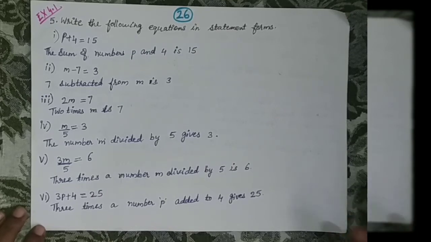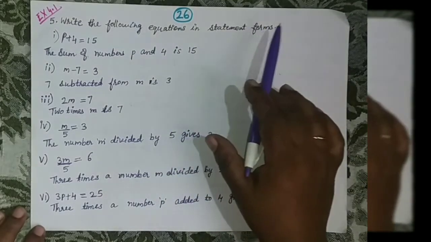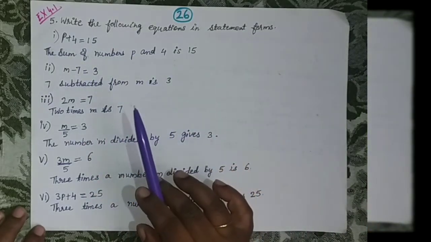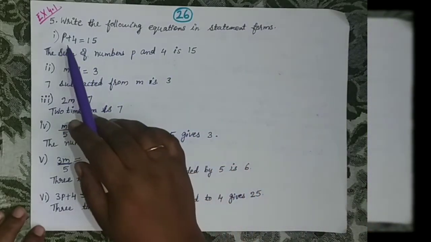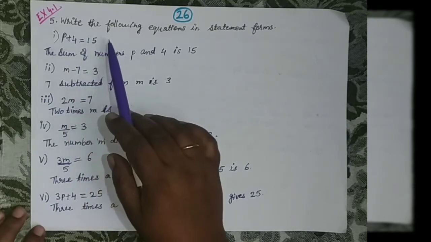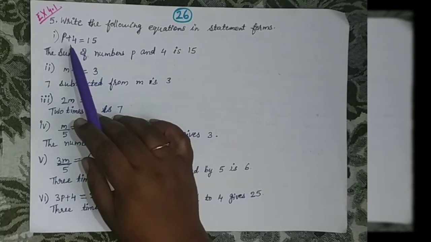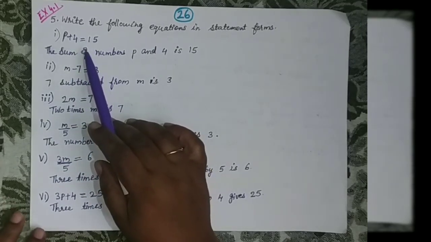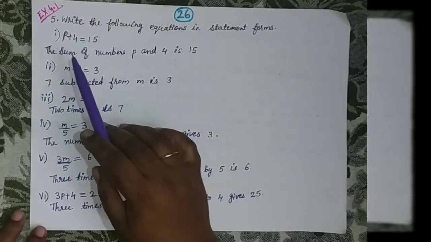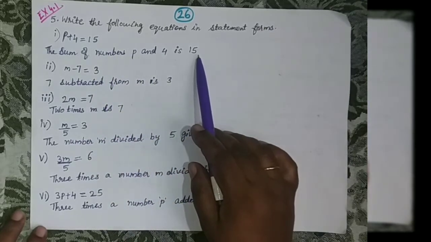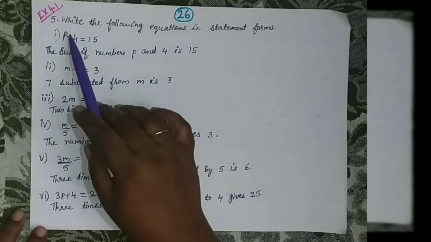Fifth question, write the following equations in statement forms. That means equations are given, we have to make the statement for that. First one, p plus 4 is equal to 15. What you can see, p and 4 are added. So we can make, and the sum is 15. So we can make the statement in such a way, the sum of numbers p and 4 is 15. The word sum is used for addition.